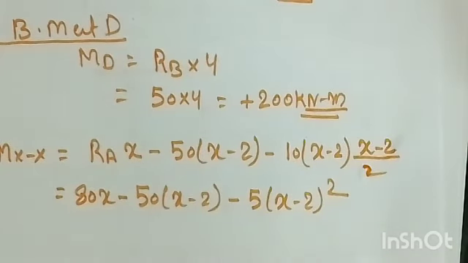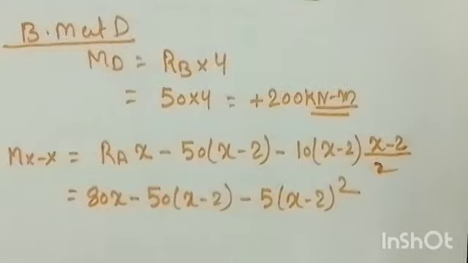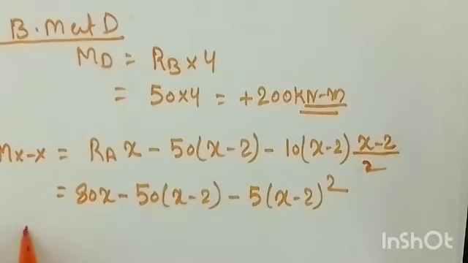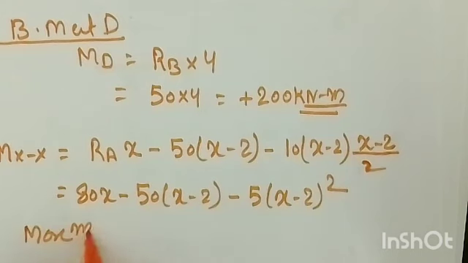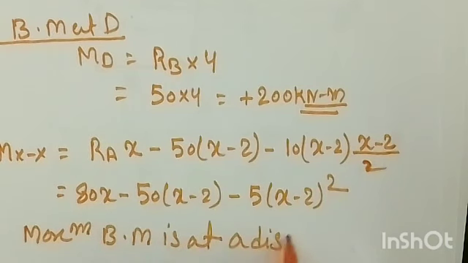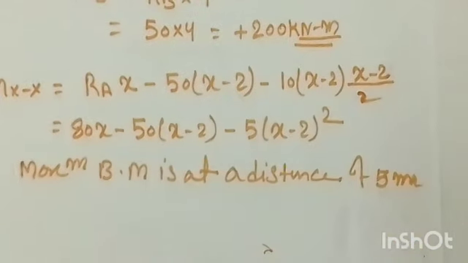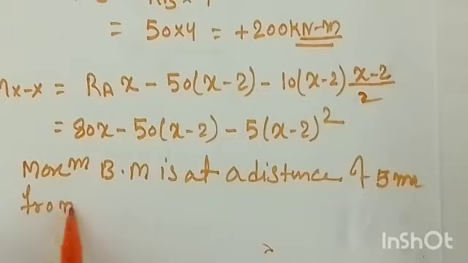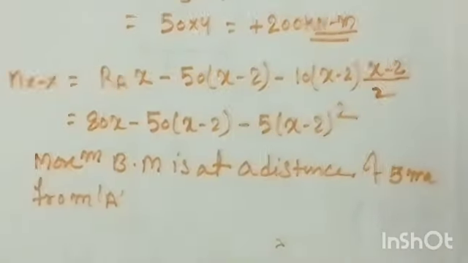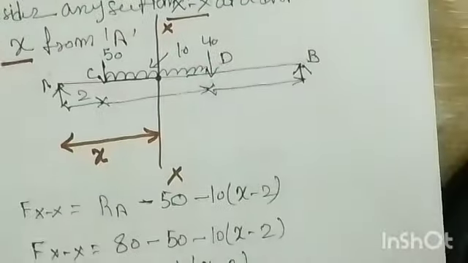Now we have to find the maximum bending moment. For finding the maximum bending moment, we need to see where the shear force becomes 0. As we have calculated, the shear force becomes 0 at a distance of 5 meter from A. So the maximum bending moment is at a distance of 5 meter from A.